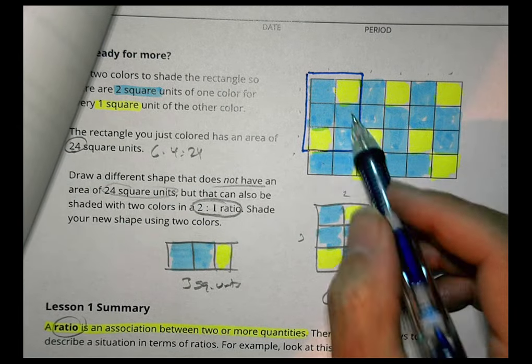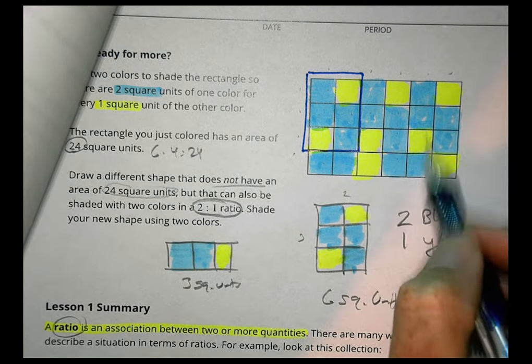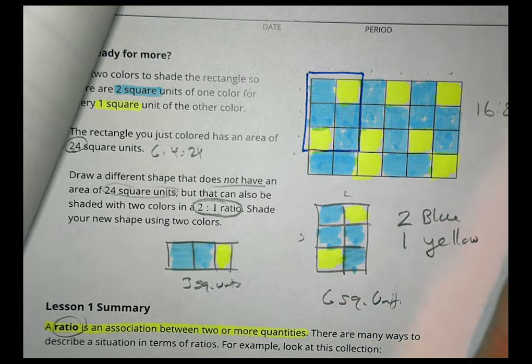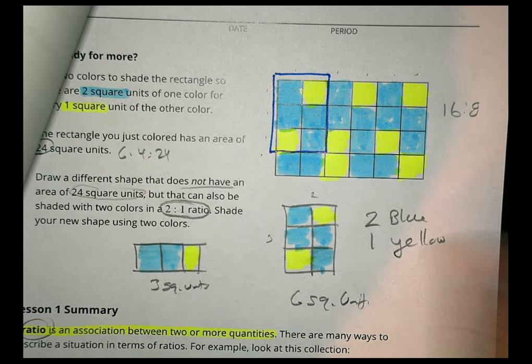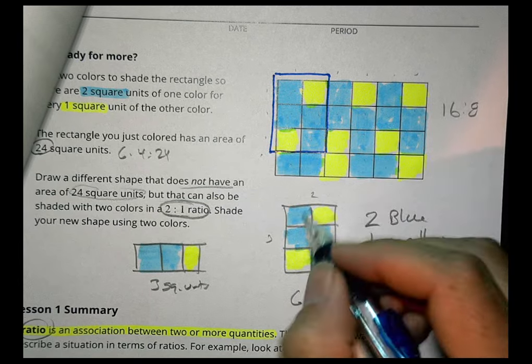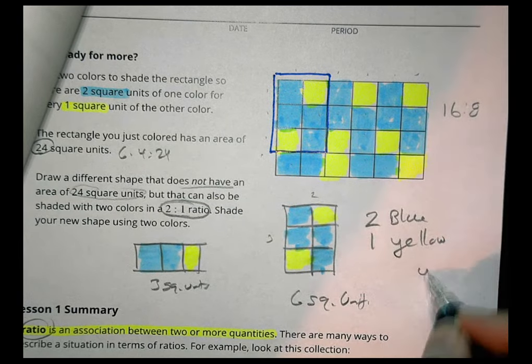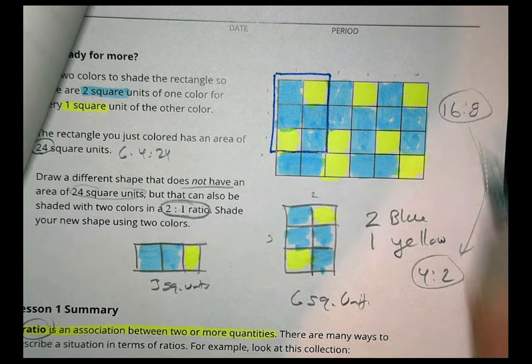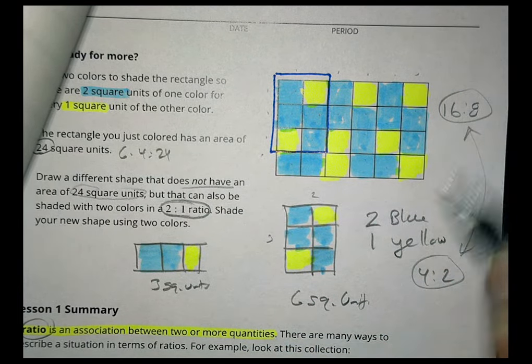There's 1, 2, 3, 4, 5, 6, 7, 8, 9, 10, 11, 12, 13, 14, 15, 16 blue compared to 1, 2, 3, 4, 5, 6, 7, 8 of the yellow. Now that 16 blue, 8 yellow, that's the ratio, but it's the same ratio over here. Here there's 4 blue, right, and 2 yellow. So the ratio numbers are different, but the ratio itself is the same because it's the same pattern that we're doing there.